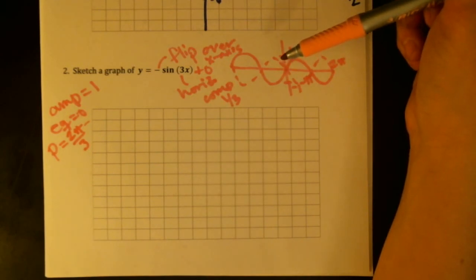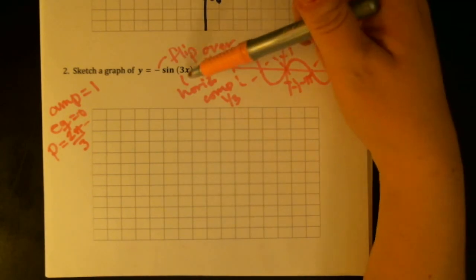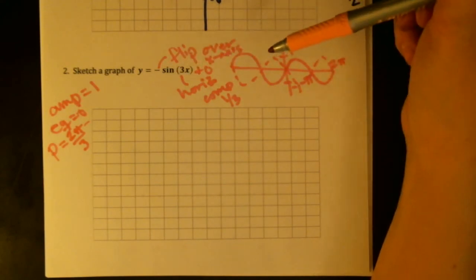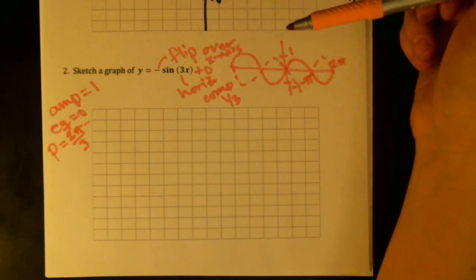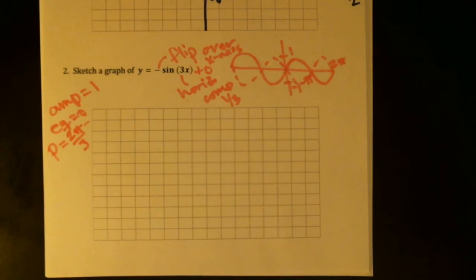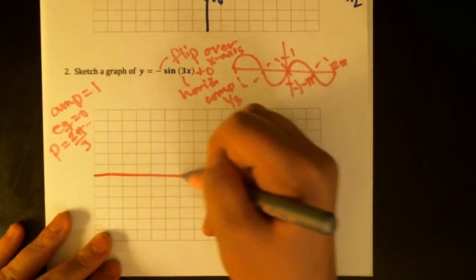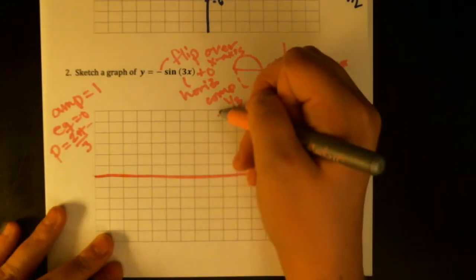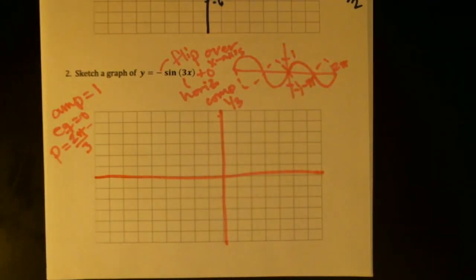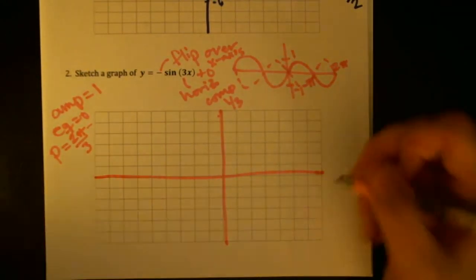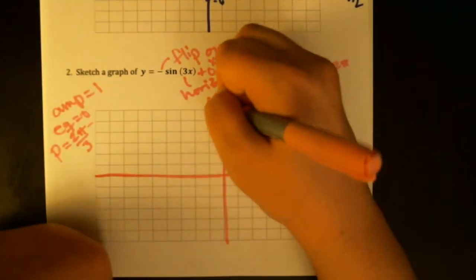Okay, and then what am I missing? Phase shift. I don't see any phase shift here. Nothing added to your x's or subtracted from your x's, so that should be good. So let's put our x-axis right smack in the middle, or at least close to it. I'm a little crooked. Okay, so x and y.